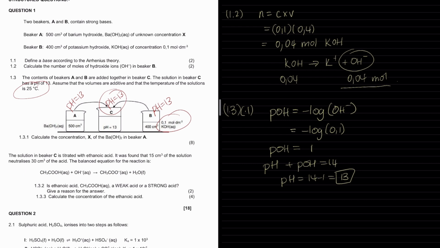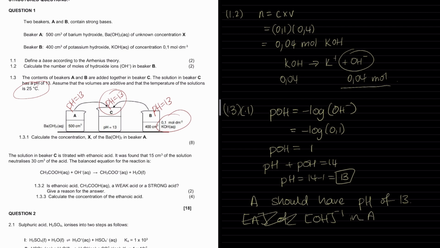So then I focused on A. I said that A should have a pH of 13. Right? So that must mean that the concentration of the OH minus in A should also be 0.1 moles per dm cubed, because that's going to give me a pH of 13 like we showed in this calculation.